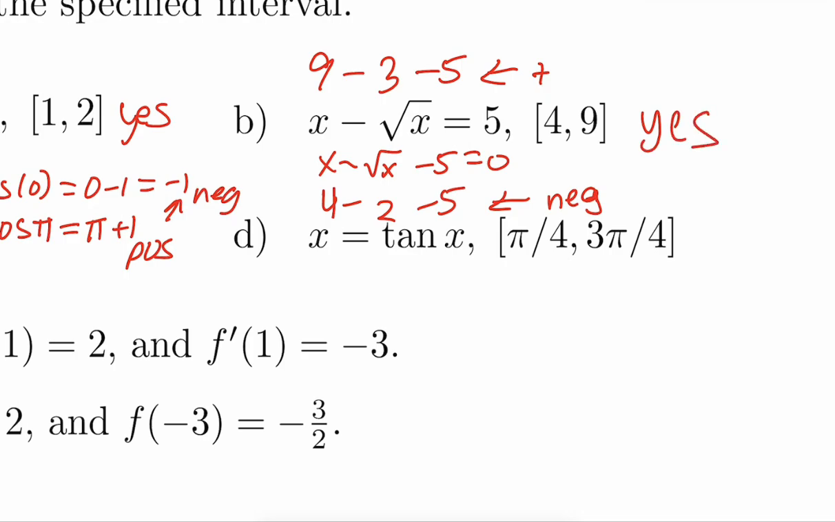Now D. Tangent is undefined at pi over 2. Isn't pi over 2 right smack in the middle of those two things? So this is a no. It is not guaranteed to have something if it is undefined. So that's a no. Okay.